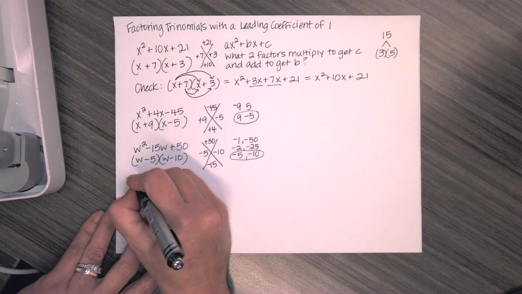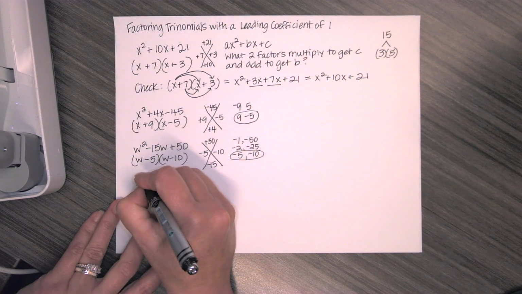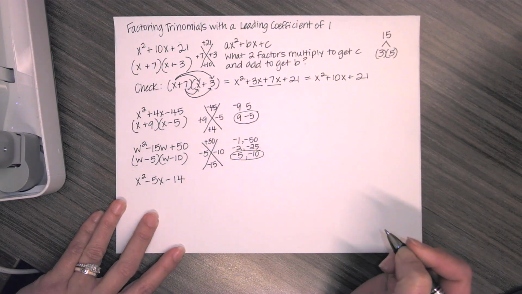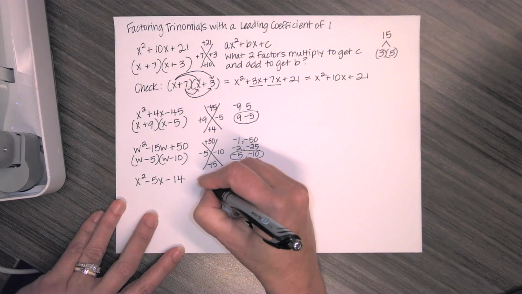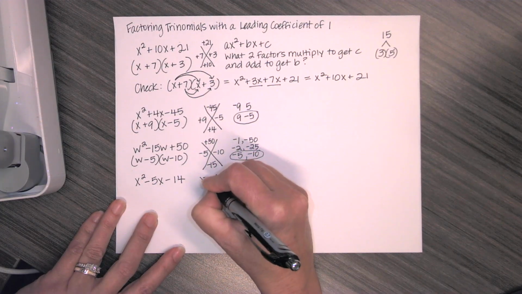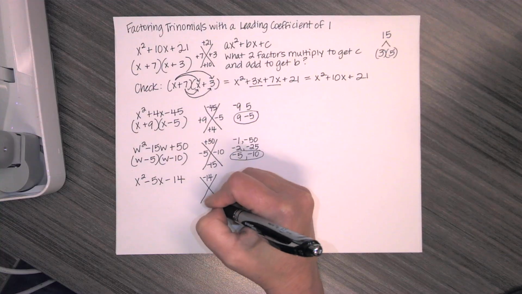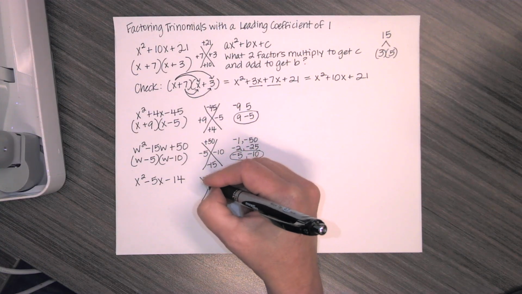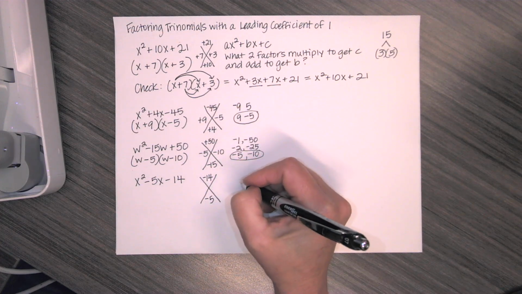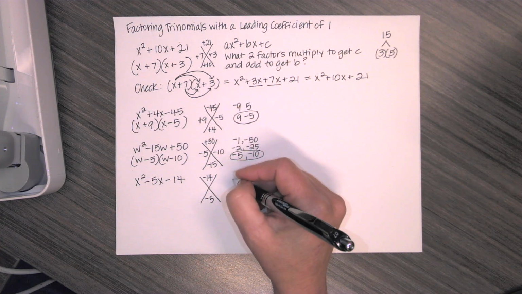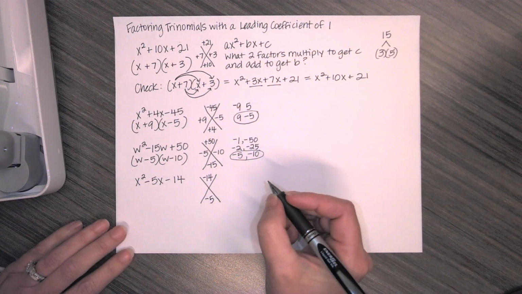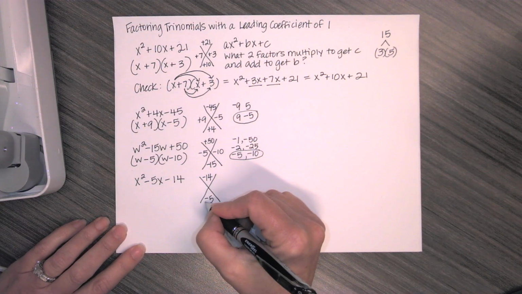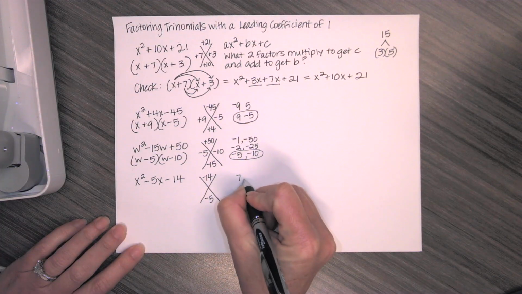All right, how about x squared minus 5x minus 14? This time we are looking for factors of negative 14 that add to get negative 5. Because this is a negative 14, we know we'll have one positive and one negative factor. So if you think of factors of 14, you have 1 and 14, that's not going to give you 5. How about 7 and 2?